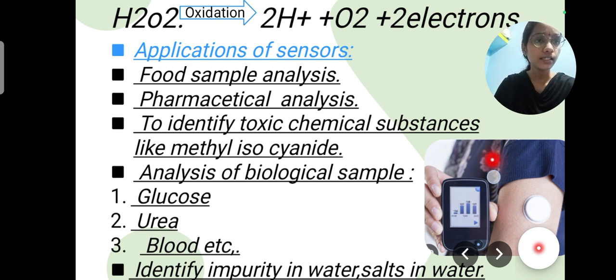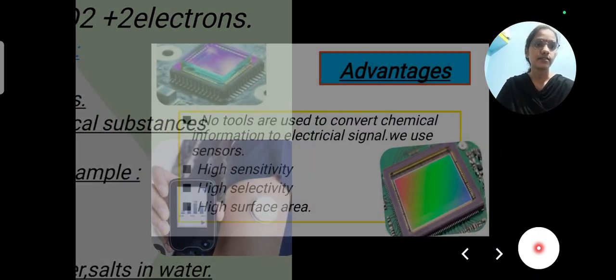Here in this diagram there is a sensor connected to the human body, and through this sensor we are going to detect the glucose present in our body in the glucometer device.